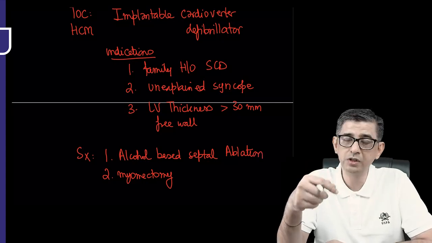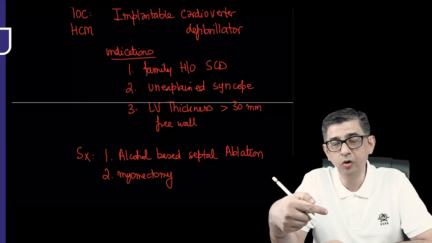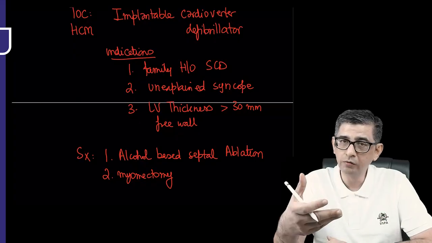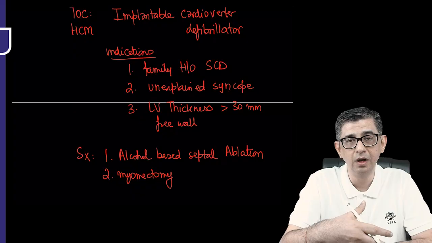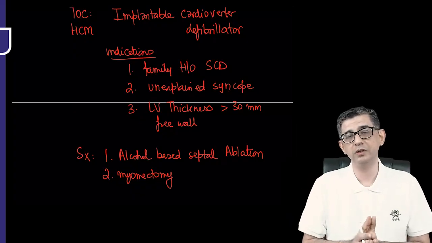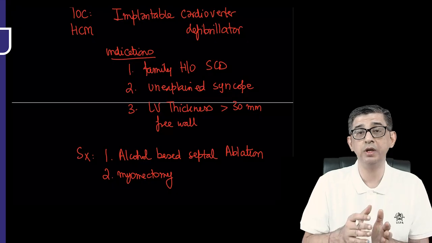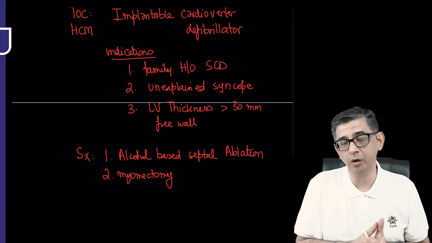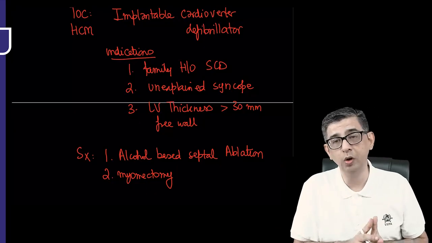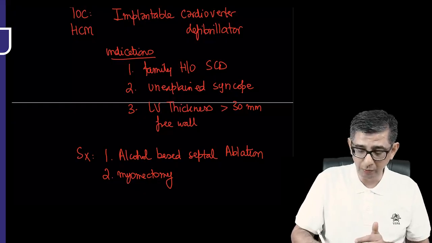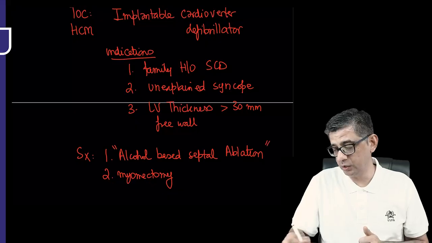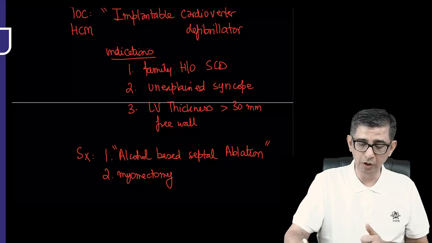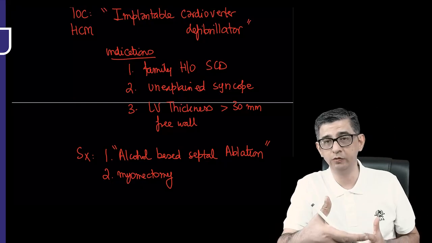What I mean by alcohol-based septal ablation is that when we inject alcohol into that asymmetrically hypertrophied septum, this alcohol will destroy that useless muscle, and once you destroy the useless muscle, the cavity size of the left ventricle will be better than what it originally was, and thereby more blood will be able to come into the left ventricle and more will be able to go out. So alcohol-based septal ablation is an intervention that can be done in these patients along with implantable cardioverter defibrillator, and the combination of the two will improve the longevity of these patients.